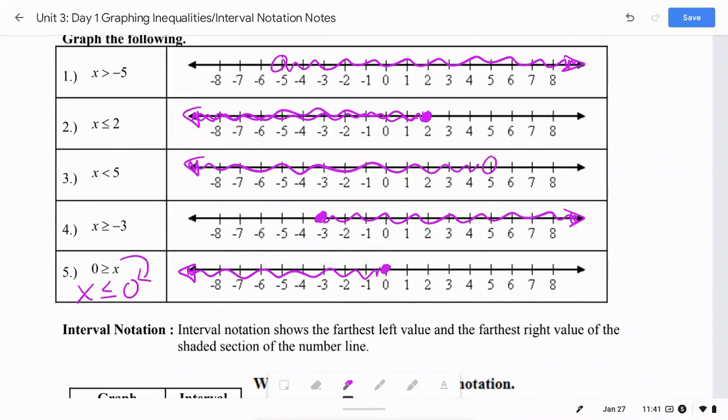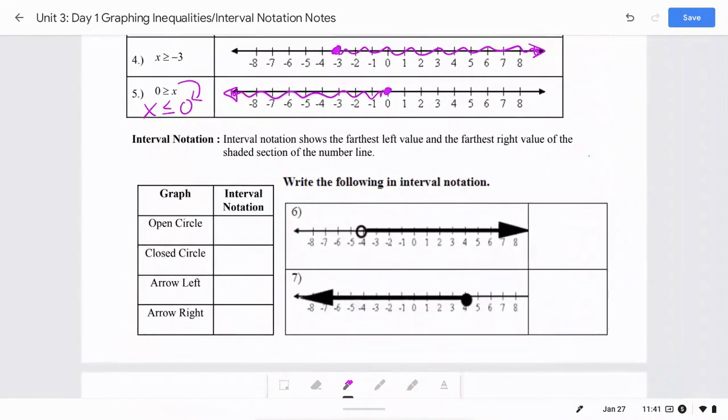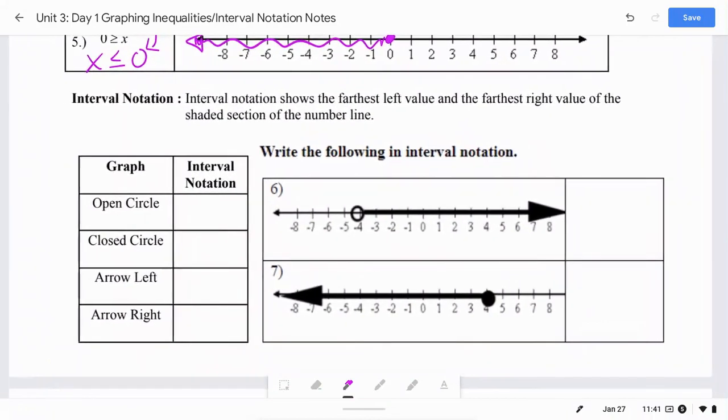Okay, so hopefully now you have the hang of graphing. Now we're going to talk about something called interval notation. So interval notation shows the farthest left value and the farthest right value of the shaded section on a number line. So it kind of explains the shading of your number line.